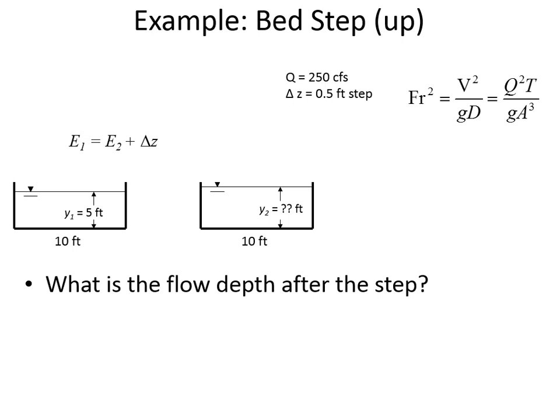So the E1 is 5.388 feet. And what we know is that we have to set that equal to, so the 5.388 feet is how much we've got available to go into the depth at 2 plus the velocity head at 2 plus the step. So that energy has to overcome the step, establish a new depth, and have a velocity head.